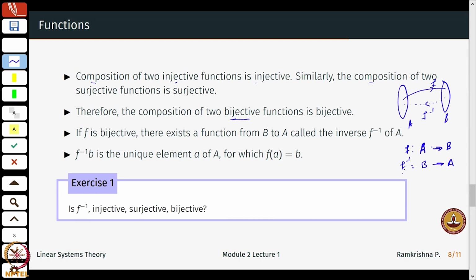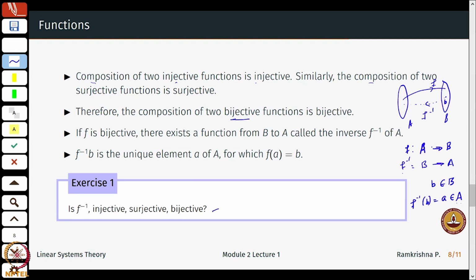Now for a point small b belonging to the capital B, under the function f inverse, b will give me an element small a, which is a member of capital A. So that is the notion of inverse. We would have done this in some math course, but just to make it a little more formal, here is a little exercise for yourself.